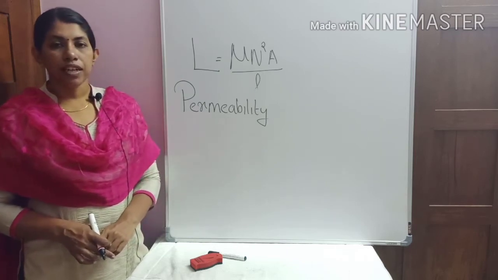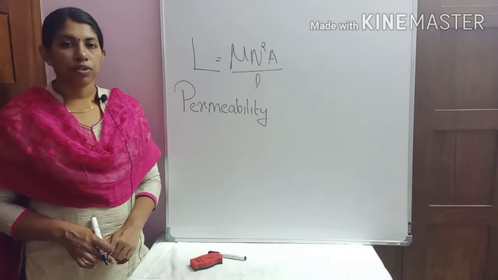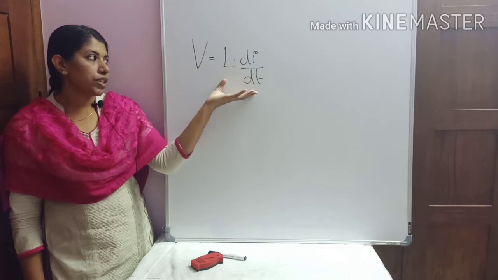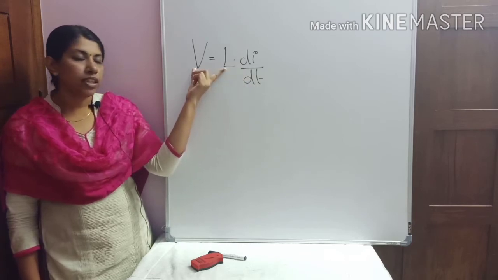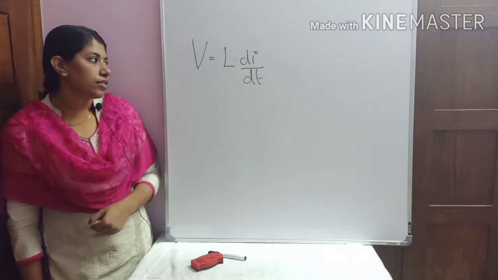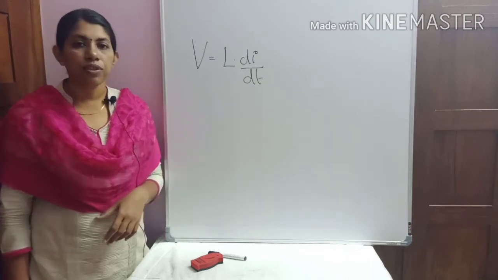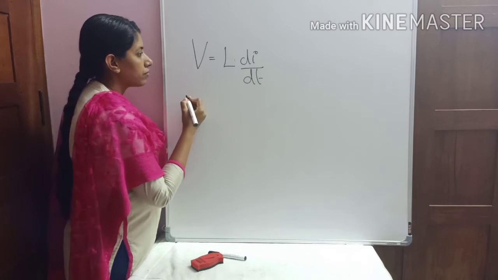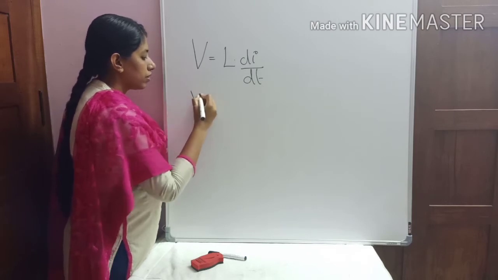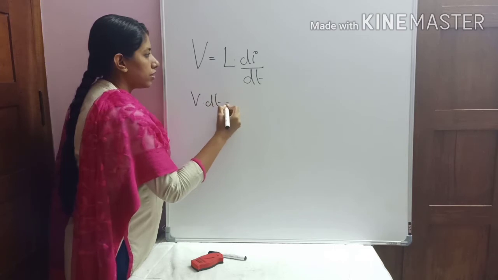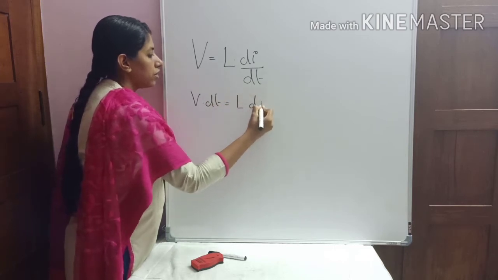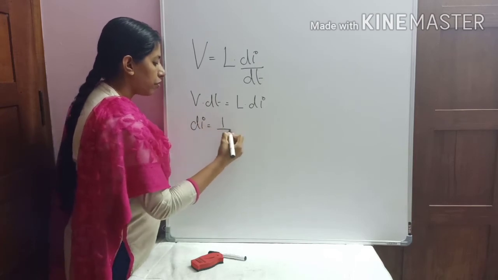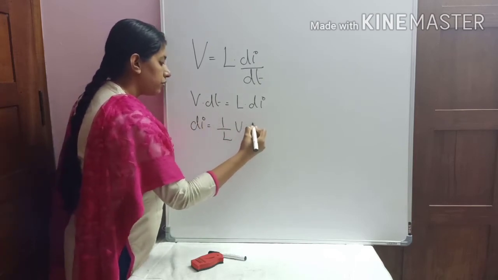Now we will discuss the relation between the voltage and current flowing through the inductor. This is the equation relating the voltage and current through the inductor, and L is the inductance. Now we will find the value of current. From this equation you can write that V into dt is equal to L into di, right? So di is equal to 1 by L into V into dt.